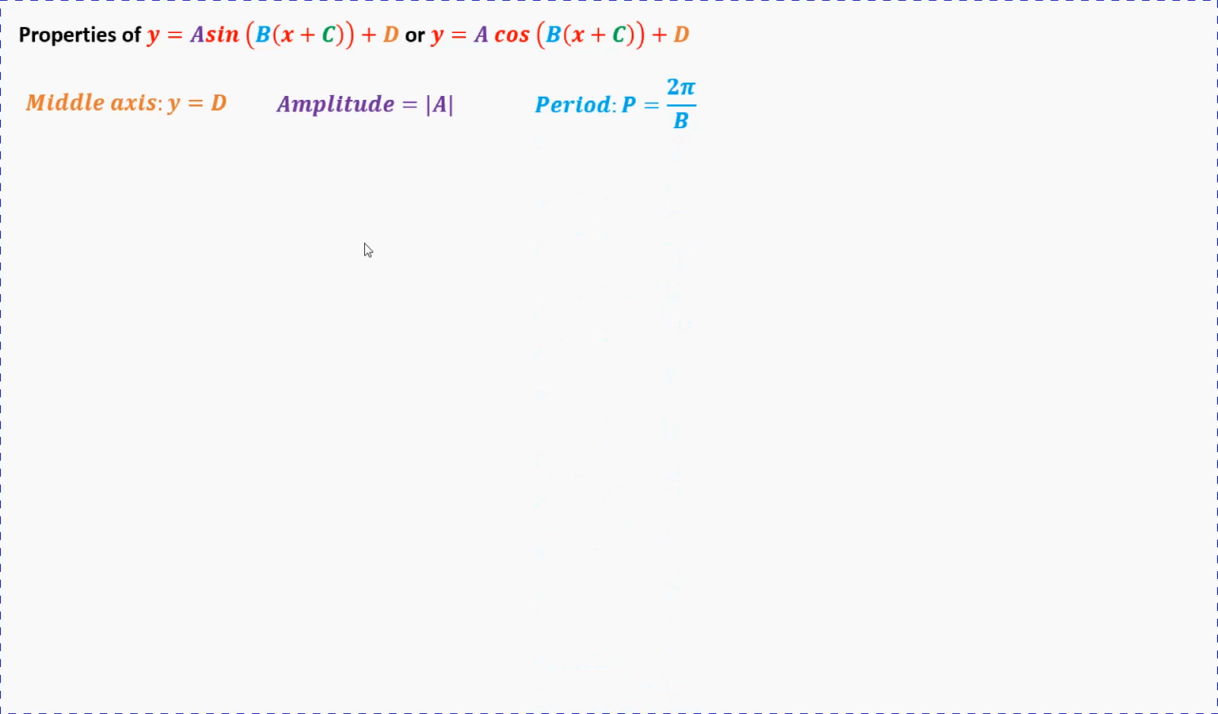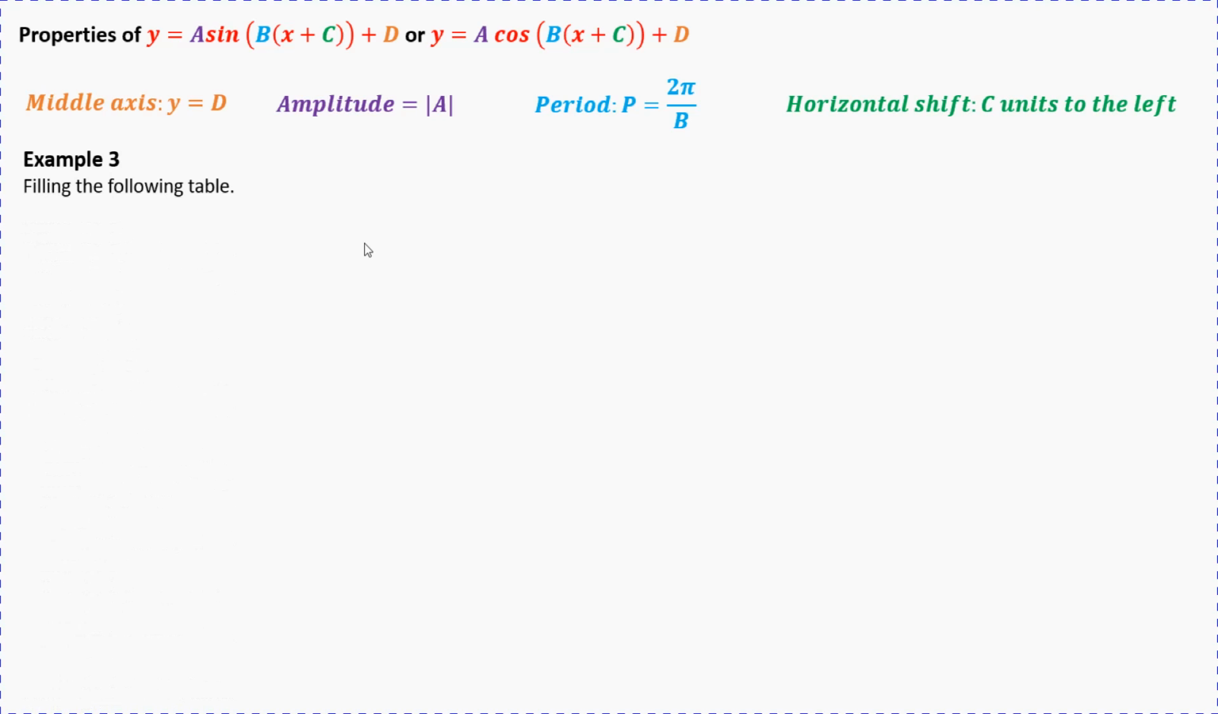All right, period, it must be 2π over b. In year 10 extension, we use 360 degrees divided by b, but right now in Methods, we need to use 2π rather than 360 degrees divided by b. And also horizontal shift, which is c units to the left.